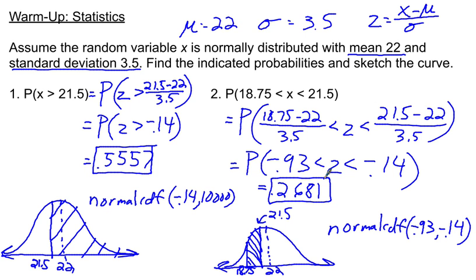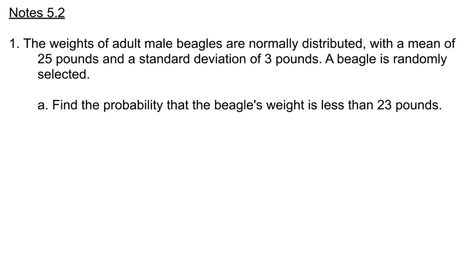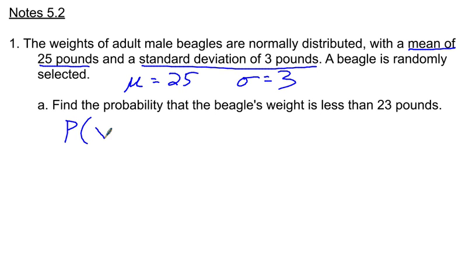Alright, so now we have our example looking at the normal distribution with an application problem. These first three examples are going to deal with the weight of adult male beagles. The weights of male beagles are normally distributed. They have a mean of 25 pounds and a standard deviation of 3 pounds. We want to find the probability that the beagle's weight is less than 23 pounds. So we want the probability that x is less than 23.